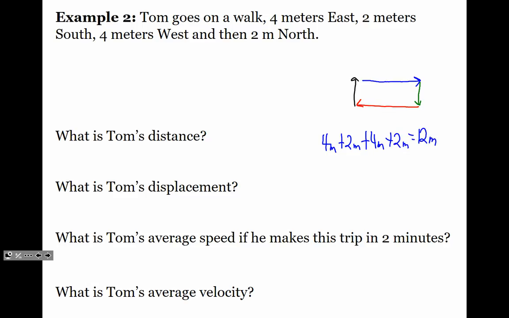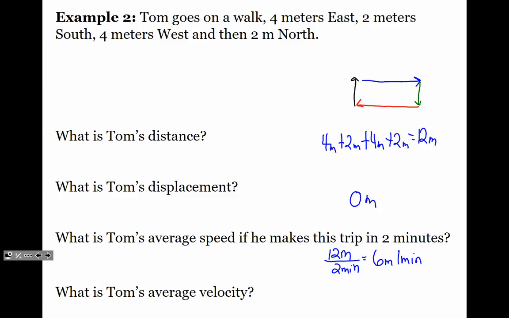I want to know what Tom's displacement is. Tom's displacement is 0 because he ended up in the same place that he started. So 0 meters. Now we want to get Tom's average speed. Now remember, we take the speed by taking the total distance the object traveled, dividing it by its time. Our total distance was 12 meters for Tom, divided by the 2 minutes that it took him, which gives us 6 meters per minute. I'll put the N there.